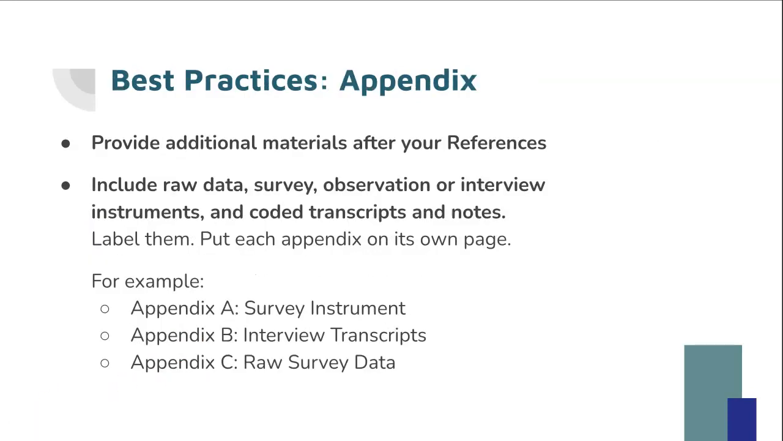Okay, the last part of your paper that you have to add is the appendix section. And this is where you provide additional materials for other researchers, other people reading your IMRaD. You might include raw data, survey, observation, interview instruments, coded transcripts, and observation notes. We always want to label them, and we put each appendix on its own page. So if you have multiple appendices, you would label them Appendix A, Appendix B, Appendix C, and then each one would have its own descriptive title. Again, ideally, we are putting these on their own pages.